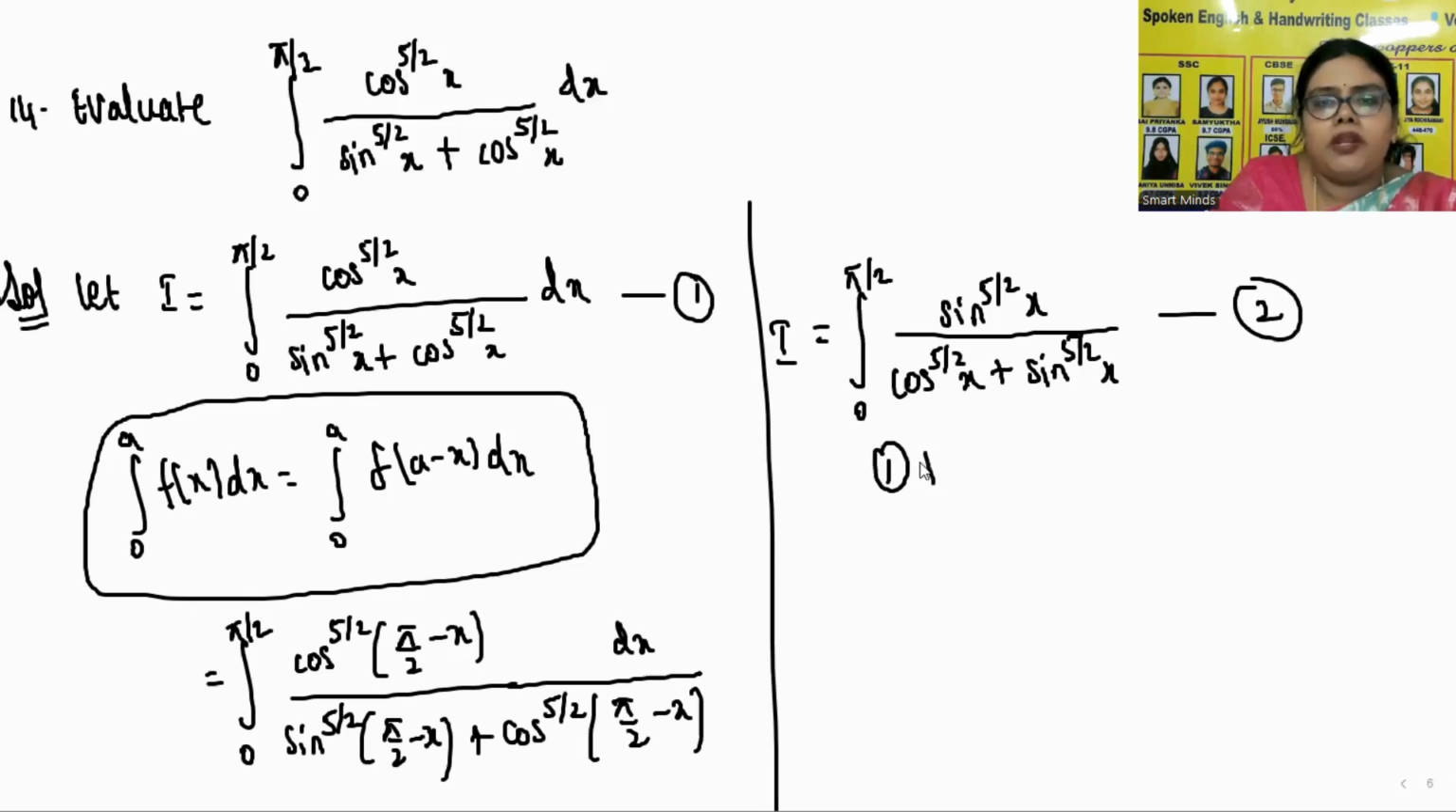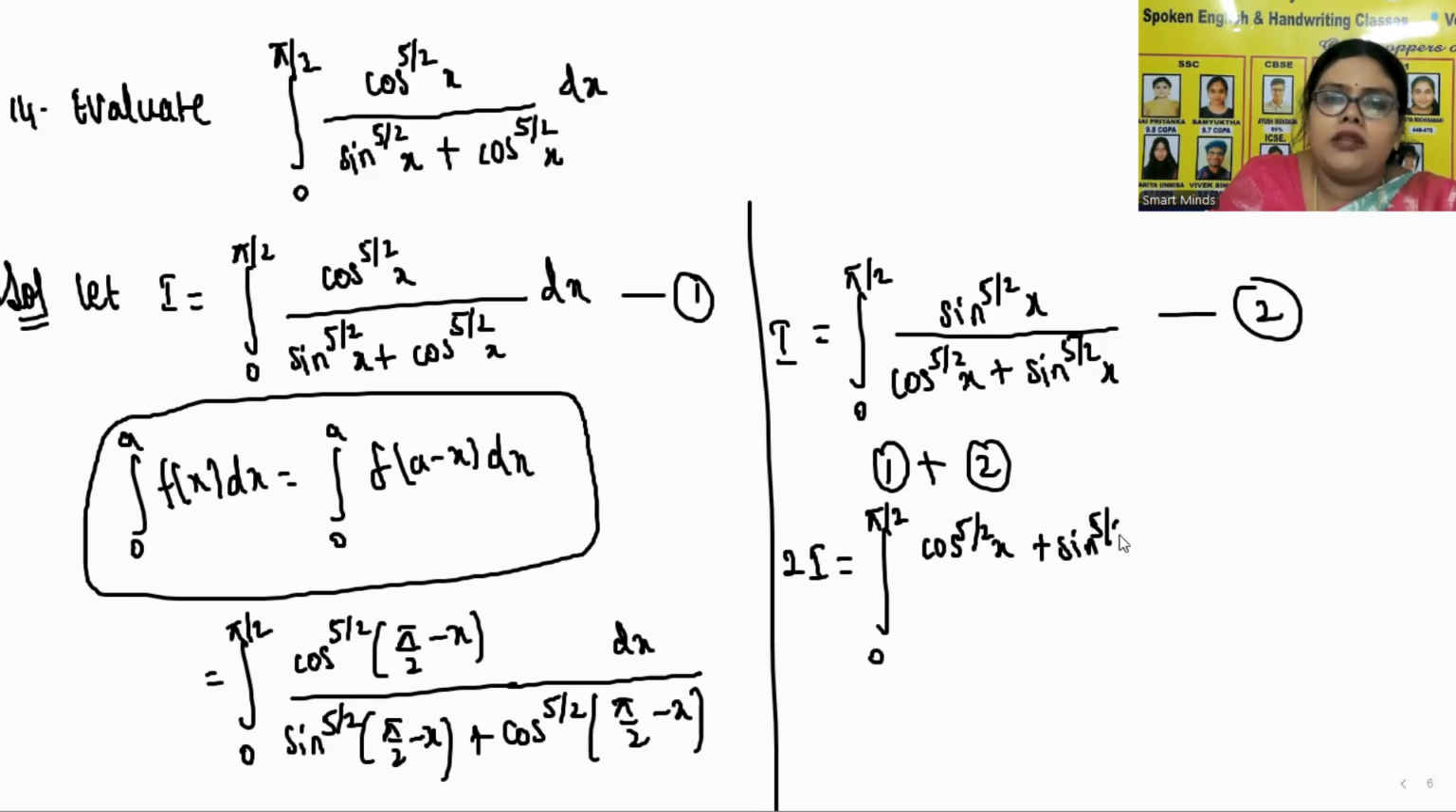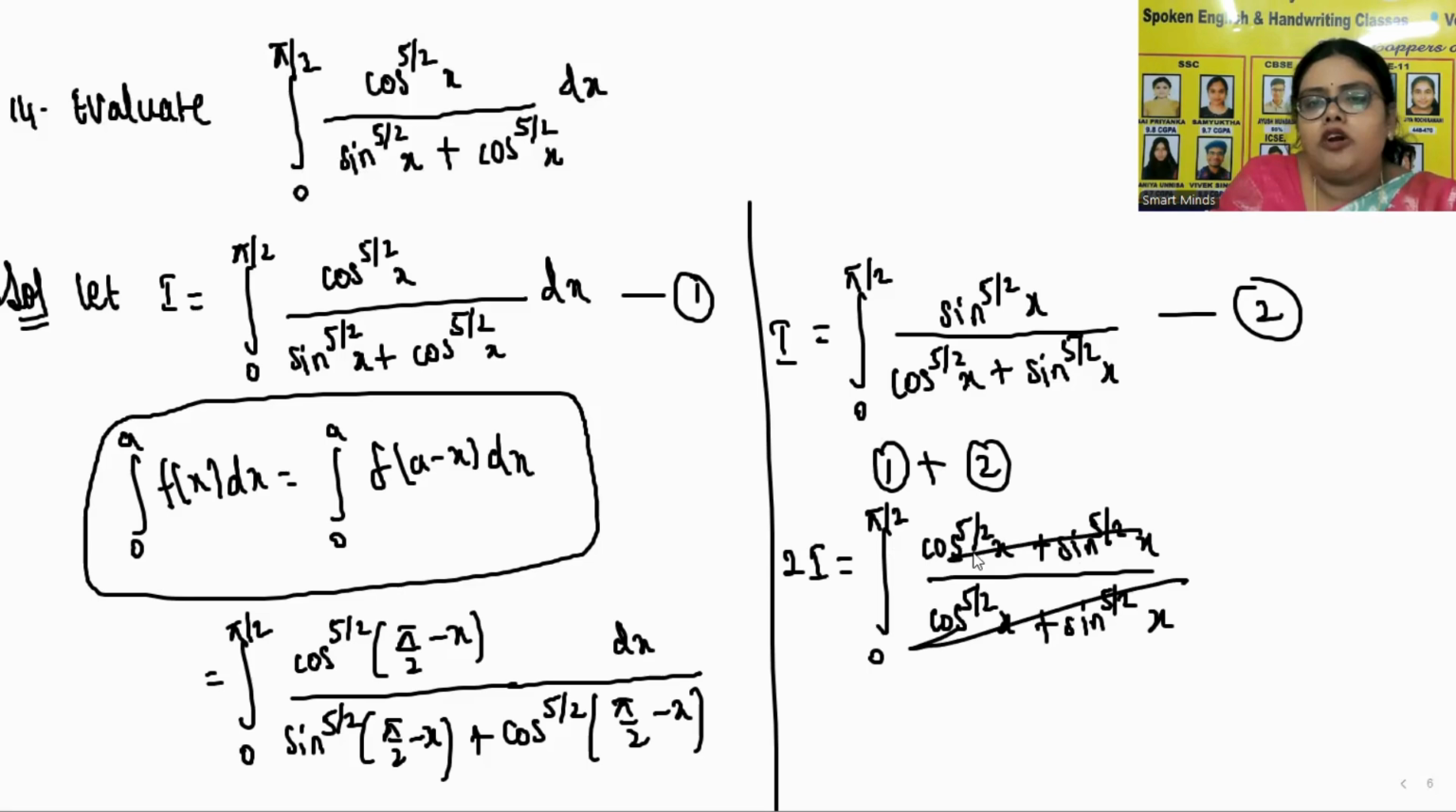So if we add 1 and 2, what do we get? We get I plus I is 2I. Directly I am doing over here, denominators are same, so numerators can be added. Cos power 5 by 2 x plus sine power 5 by 2 x by cos power 5 by 2 x plus sine power 5 by 2 x. Denominators and numerator get cancelled.